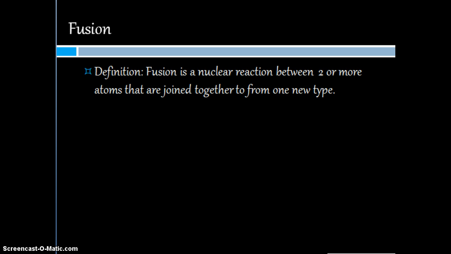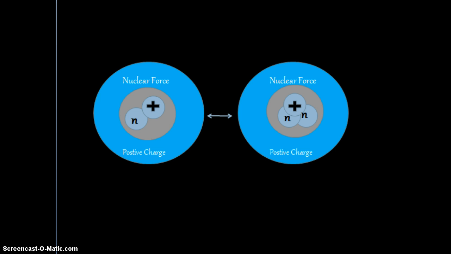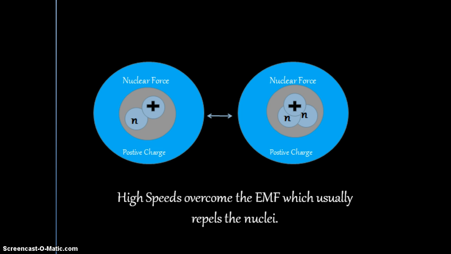Nuclear process. Fusion. Fusion is a nuclear reaction between two or more atoms that are joined together to form one new type. A diagram explaining the nucleus force, with the positive charges plus the neutrons. High speeds overcome the EMF, which usually repels the nuclei.